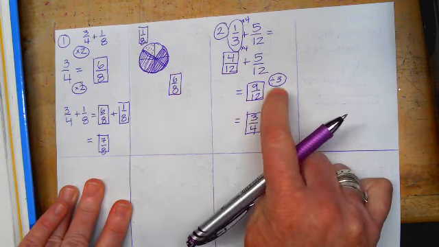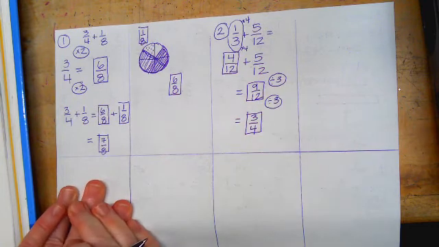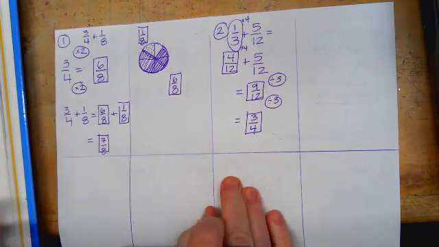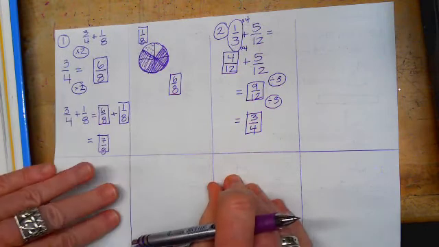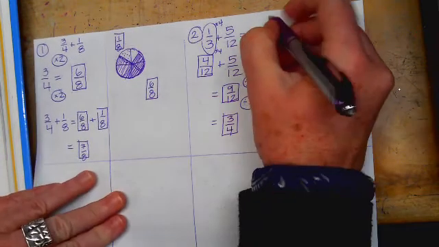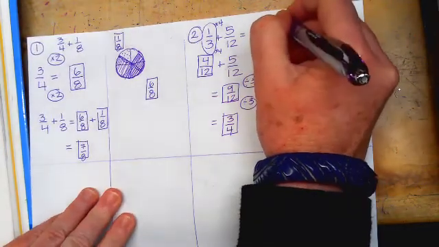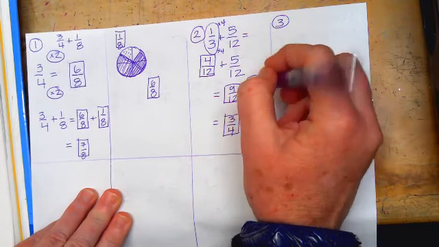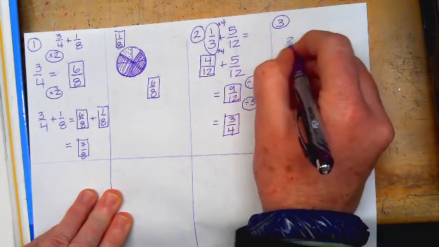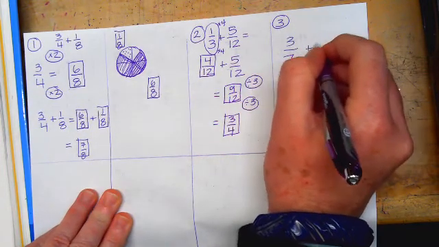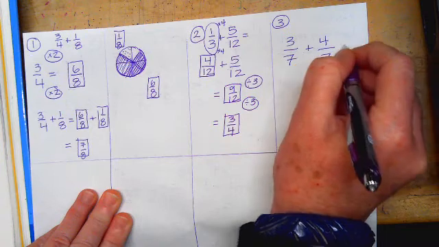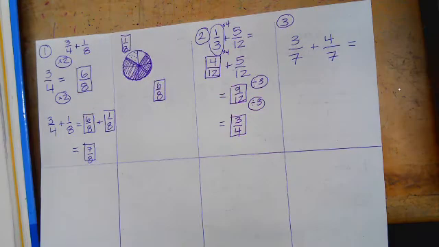Right? So again, whatever you do to the top, you have to do to the bottom. If I divide it by a number, I have to do both. If I multiply it by a number, I have to do both. Multiplying and dividing is just a way for you to get an equivalent fraction. Let's look at number 3. Oh, number 3 is easy.